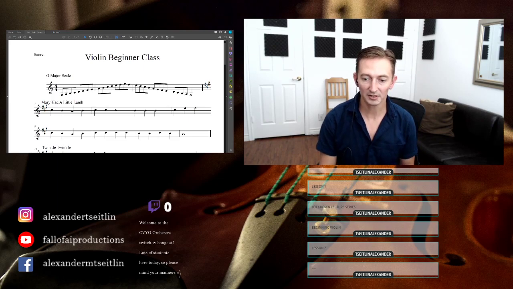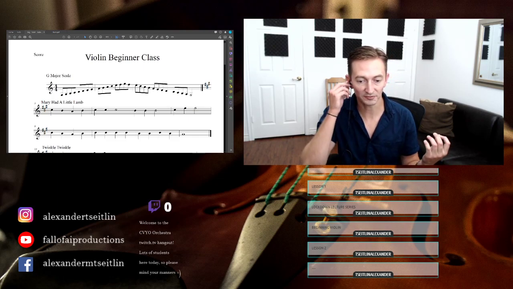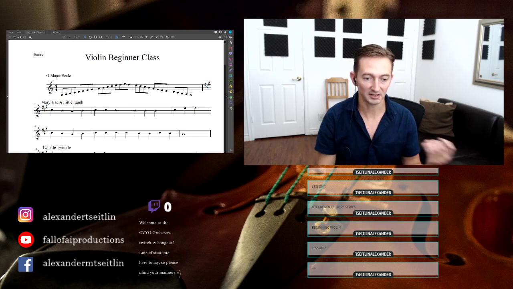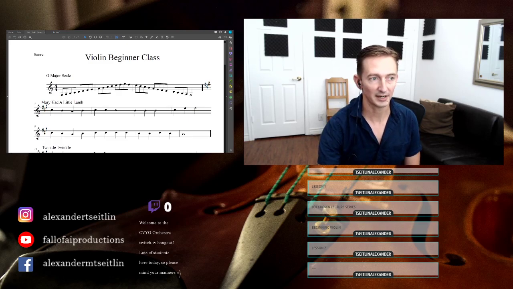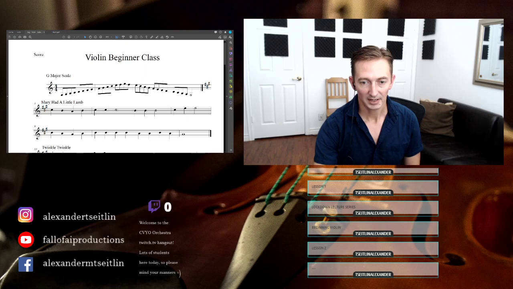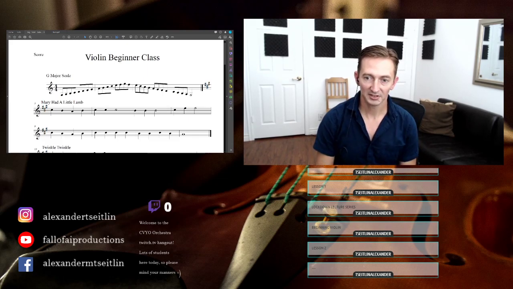Alright, so last week we learned how to play the third, second, first finger on each string, ascending and descending. We learned that it had two positions, a higher and lower position. And we also learned how to hold the violin. So today we're going to take a look at using those skills to essentially play notes.